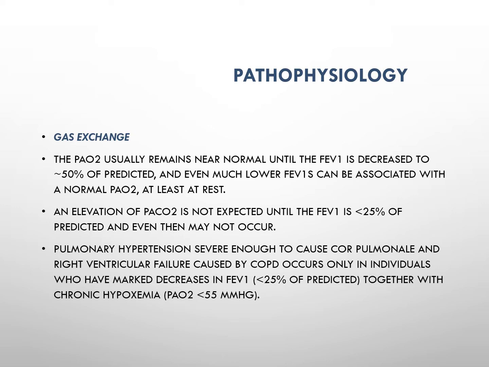The partial pressure of O2 usually remains near normal until the FEV1 is decreased to about 50% of predicted, and even much lower FEV1 can be associated with a normal partial pressure of O2, at least at rest. An elevation of partial pressure of CO2 is not expected until the FEV1 is less than 25% of predicted, and even then may not occur. Pulmonary hypertension severe enough to cause cor pulmonale and right ventricular failure caused by COPD occurs only in individuals who have marked decreases in FEV1, less than 25% of predicted, together with chronic hypoxemia, partial pressure less than 55 millimeters of mercury.